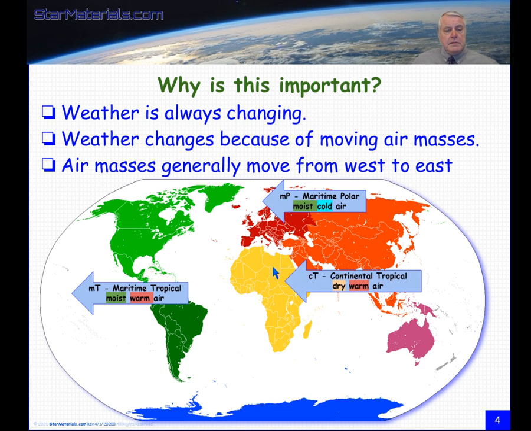Now, if it forms over a continent, like here where there's desert, it's going to be dry and it's going to be warm. So you have continental, it's formed over a continent, not a lot of moisture. And tropical, because it's in this equator area, so it's warm. So you have dry, warm air.